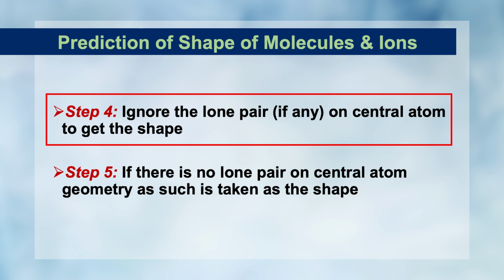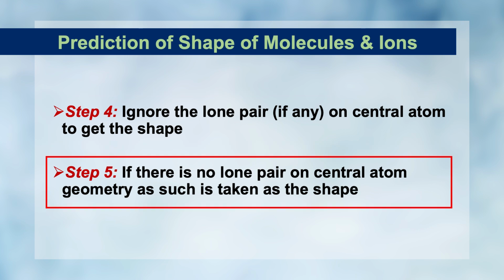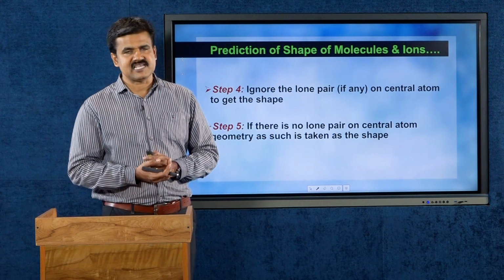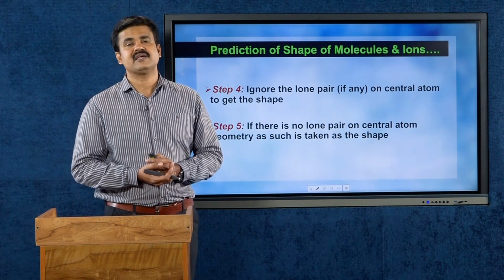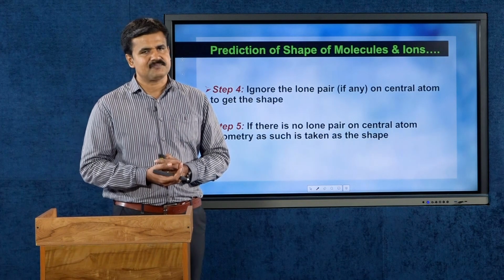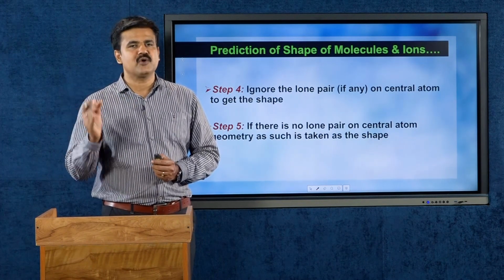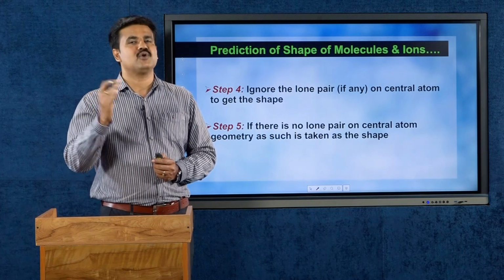And this is the most important point, that is step 5. If there is no lone pair on the central atom, the geometry as such is taken as the shape. That is, geometry and shape will be the same if there is no lone pair of electrons on the central atom. Thus, it is possible to arrive at the shape of a molecule by simply starting from the molecular formula.